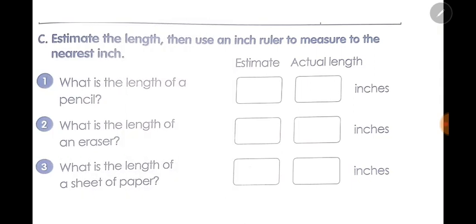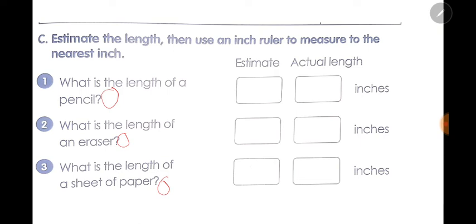You have to estimate the length of each object, then use an inch ruler to measure to the nearest inch. What is the length of a pencil? So you have to bring a real pencil and measure it. And here a real eraser, and here a real sheet of paper. First, estimate. Approximate with your mind. Put your thumb and see how many thumbs I have to put to make this measurement. So for the pencil, we estimate maybe it's about 6. And then you measure it. You have a different pencil from mine, so we have different answers for all the students. So just measure your pencils.